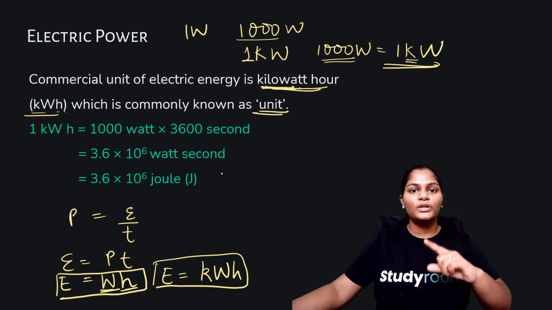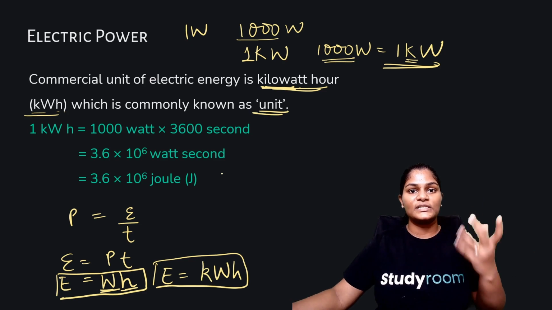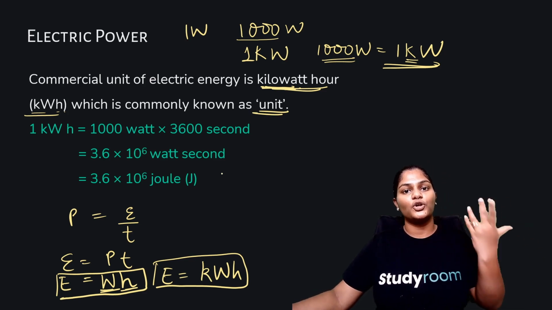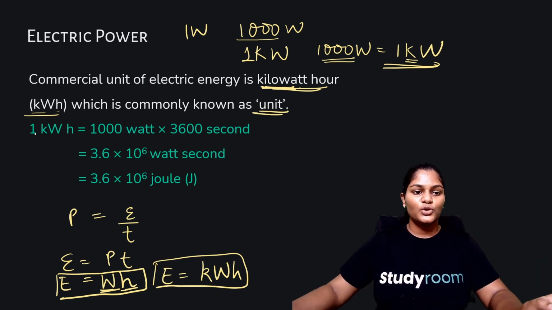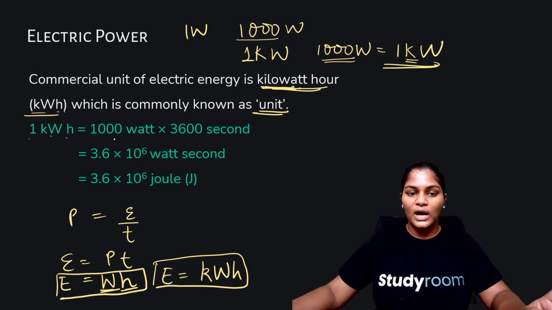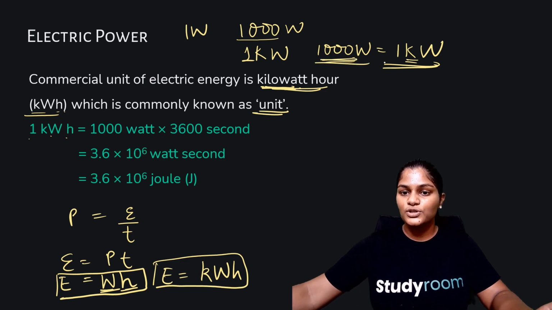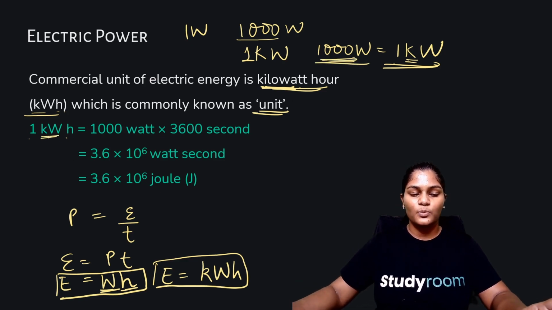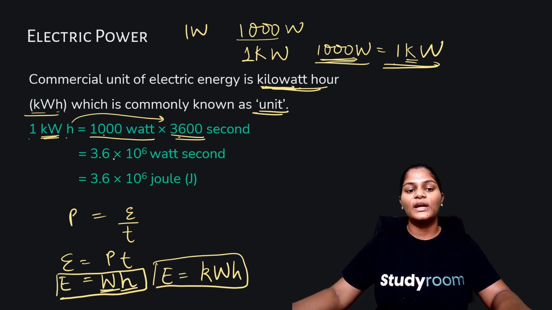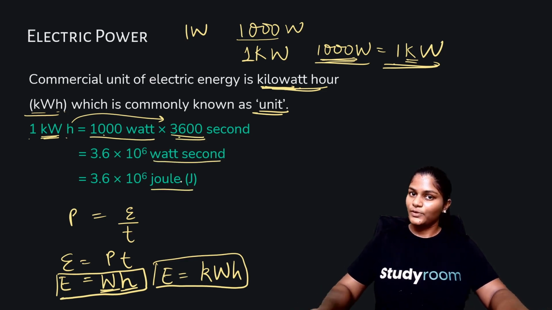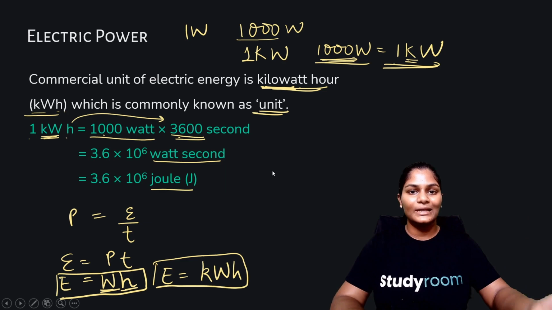So one unit of electrical energy, if it's written 1 unit of electrical energy, you should automatically know that it's kilowatt hour of electrical energy. So here you have the conversion. 1 kilowatt hour is nothing but, I told you that 1000 watts is 1 kilowatt. So in place of kilowatt, they've written 1000 watts. And if you remember, we did the conversion of hour to second, so it's actually 3600 seconds. So we simply multiply this and we get 3.6 into 10 to the power 6 watt second, which is joule. Okay, this is a derivation that you should be clear about.